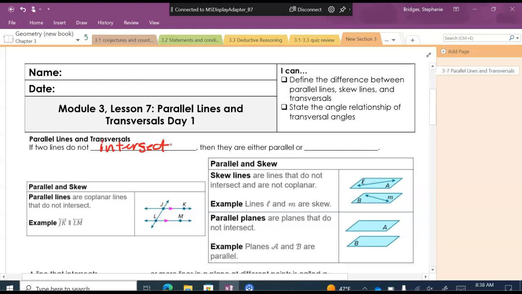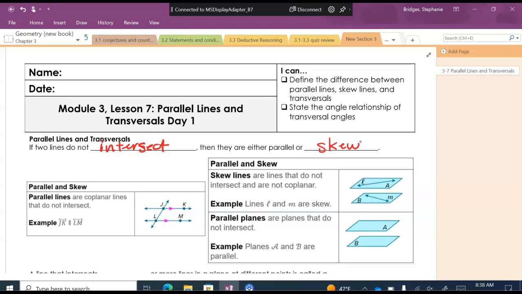Then they are either parallel or what we call skew, okay? If two lines do not intersect, then they are what we call parallel or skew, and I'm going to show you the difference with these two markers. And everybody knows that intersecting means touch, correct? Okay, so parallel lines look like this. These are in the same plane, and they do not touch. If I'm talking about skew lines, they look like this. They are not in the same plane. They still do not touch, but they go in different directions.